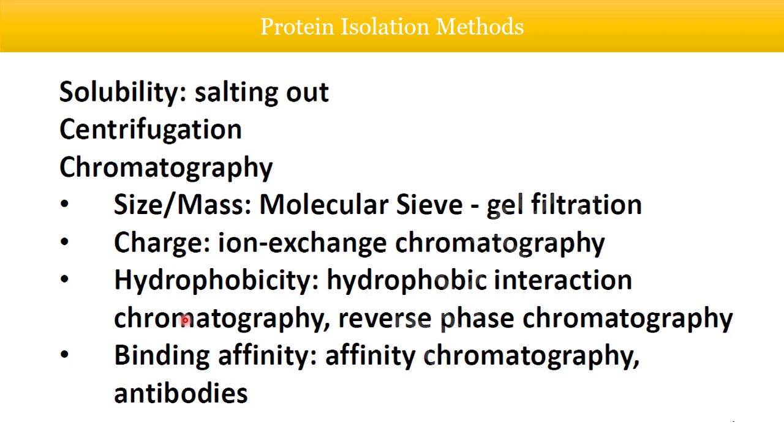So the different ways of protein isolation include solubility by salting out, then centrifugation, then chromatographic techniques, where you have gel filtration or molecular sieve chromatography, depending on when you want to separate based on size and mass. If you want to separate based on charge, you have ion exchange chromatography, then hydrophobicity chromatography, depending on the hydrophobic interactions, and then reverse phase chromatography. For binding affinity, you have affinity chromatography and antibodies available.